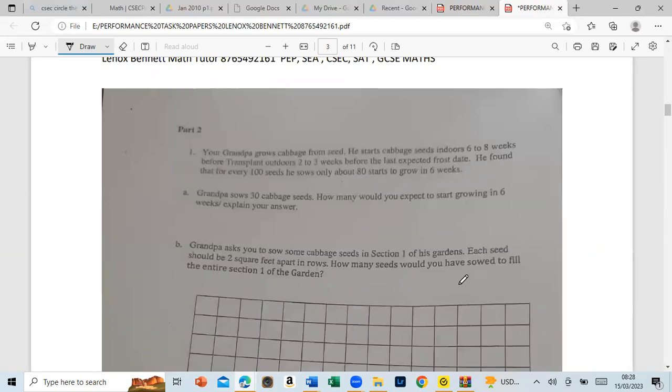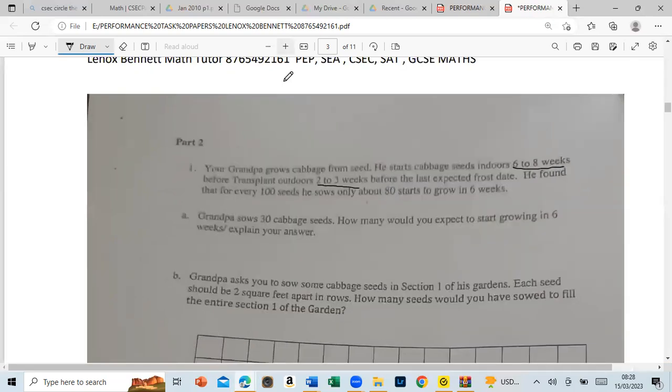Alright, part 2 says, your grandpa grows cabbage from seed. He starts cabbage seed indoors. Alright, so first of all, underline the information you're given, guys. It's very important. Highlight it because you're going to use it again. Highlight the information that you get. That's how I teach my students. And then now it says, he found out that for every 100 seeds he sows, only about 80 start to grow in 6 weeks. Alright, so that's the first part. So let's read again. Your grandpa grows cabbage from seed. He starts cabbage seeds indoors 6 to 8 weeks before transplanting outdoors 2 to 3 weeks before the last expected frost date.